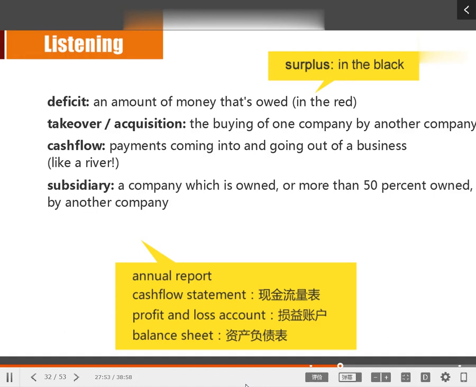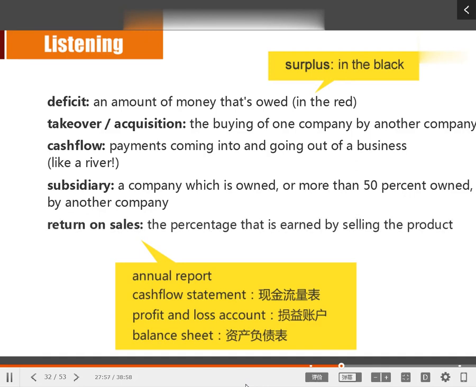Now the next definition, a company which is owned or more than 50% owned by another company. And this one is called subsidiary. And the last one, the percentage that is earned by selling the product. So this one is called return on sales. Okay, so much for the words. Now let's do the listening.